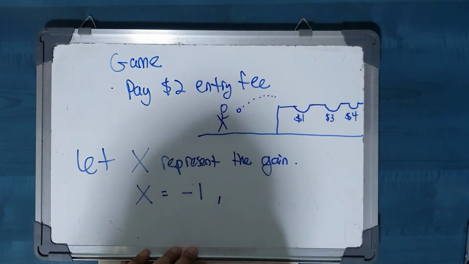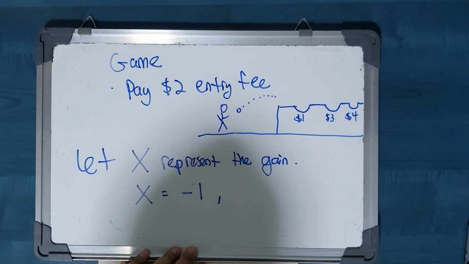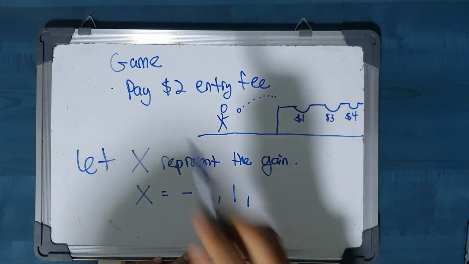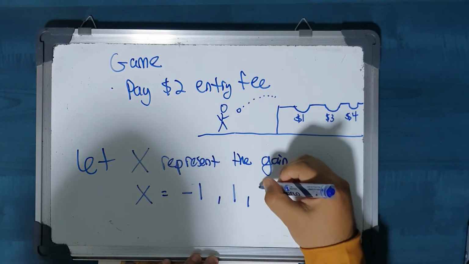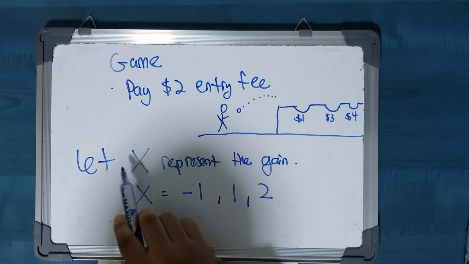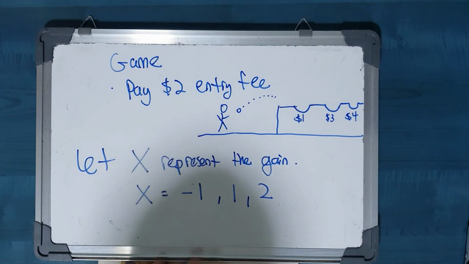I pay $2 to enter and I win $3. How much do I gain? I gain $1. If I enter by paying $2 and I win $4, how much do I gain? I gain $2. So this will be my new X. My X no longer represents my winnings, but my X represents the gain. Alright?